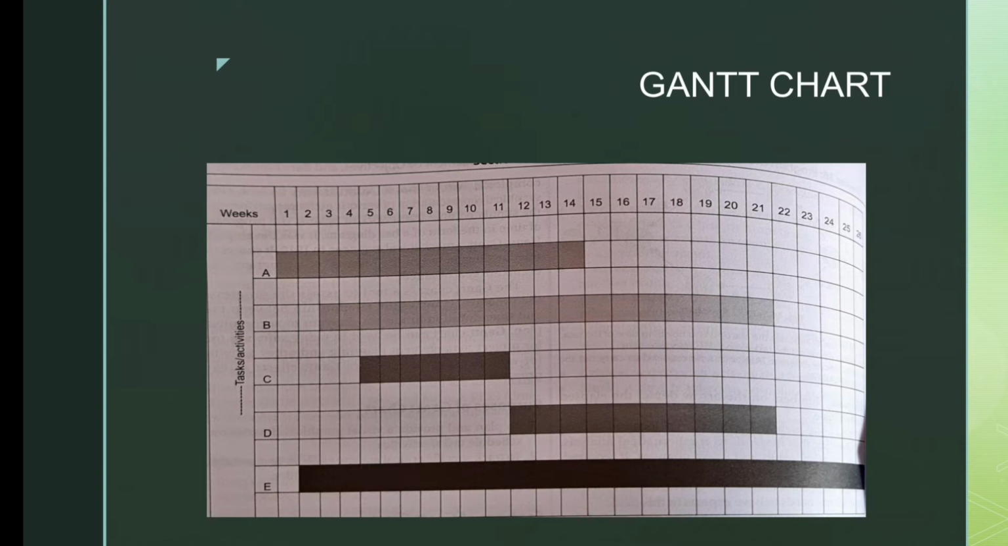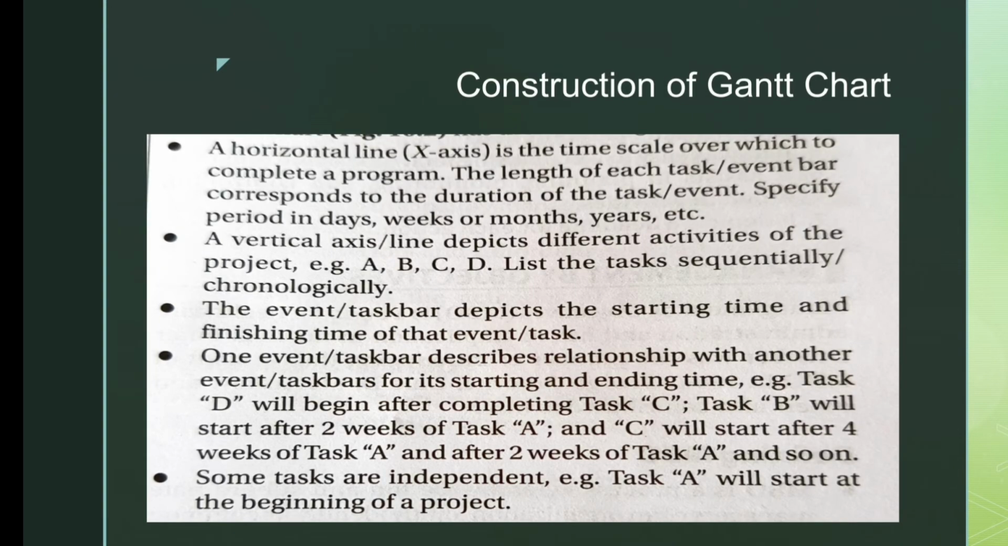I think this chart is clear to you. Then here I have written the details of how to construct a Gantt chart. Already I have explained it in the chart. You can just go through this. One event or task describes a relationship with another event, and the starting and end time is there.